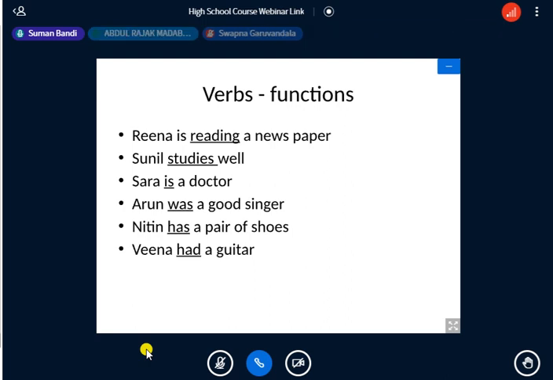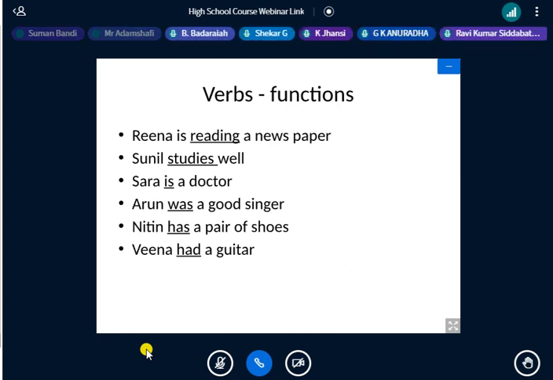But before that, let us talk about the functions of a verb. Means, what does a verb do in a sentence? When there is a verb in a sentence, what can it do? What are the different functions? There are only three functions of a verb. First one is represented in the first two sentences, so you can guess the function. Action. A verb can represent an action.